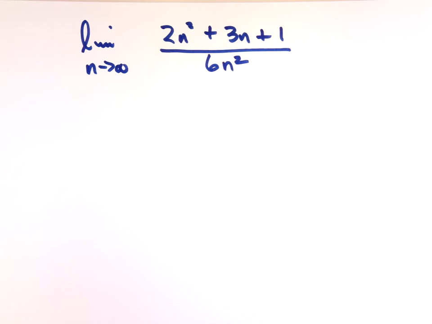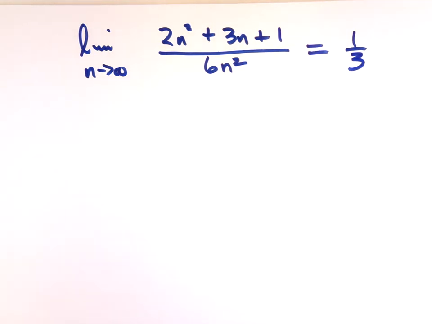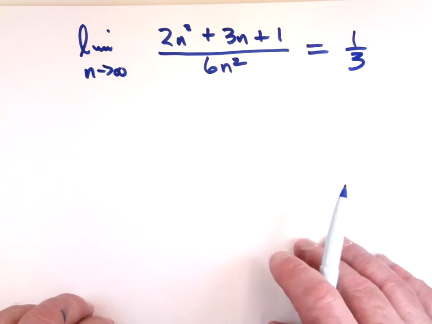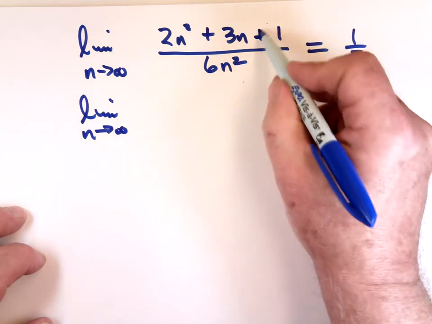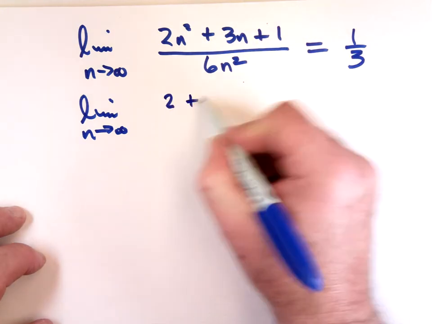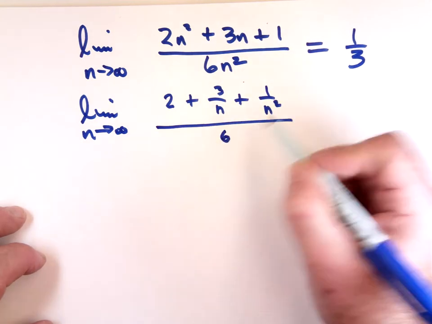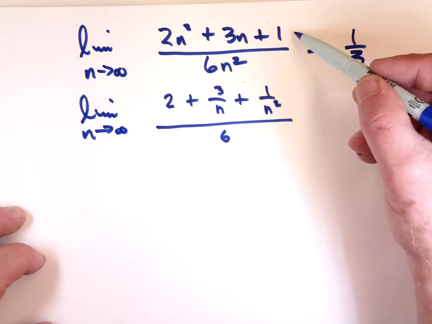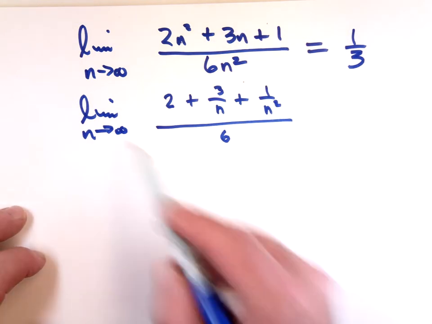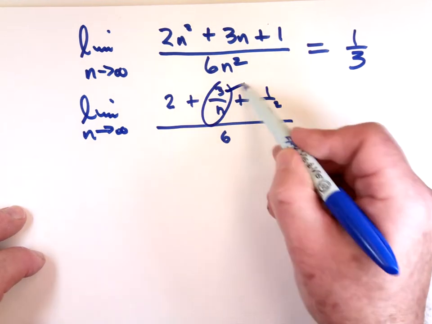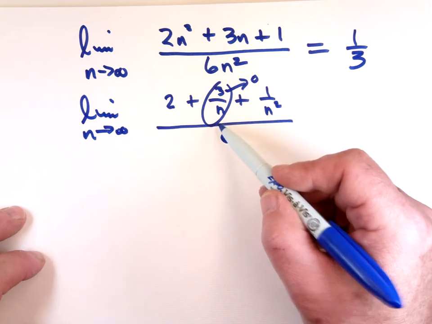You can prove it by dividing numerator and denominator by n squared. Let me do that. I'm going to have a 2 plus 3 over n plus 1 over n squared, over 6. The point is to get n squared in denominators, so when it goes to infinity, I'm going to get zeros. 3 divided by n as n goes to infinity is 0, and this is also 0. I end up with 2 sixths, 1/3.